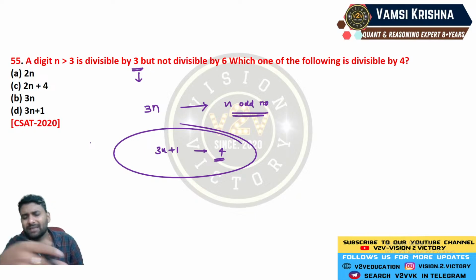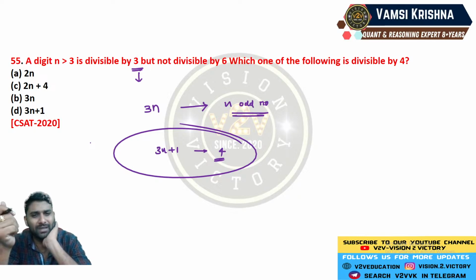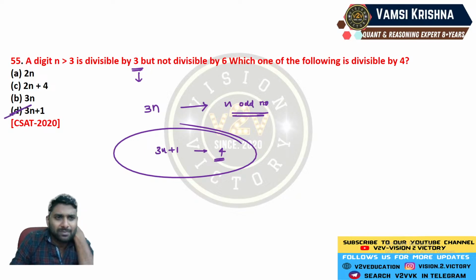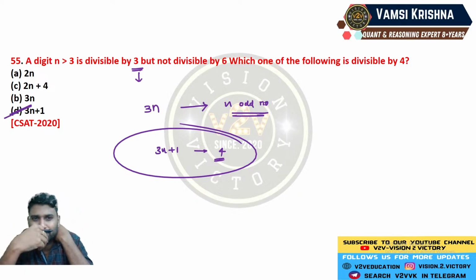Now you can assume n is equal to 5. 3 times 5 is 15, plus 1 is equal to 16. That is always divisible by 4. You can assume it in that way. So the pattern we want is 3n plus 1, where n must be an odd number.